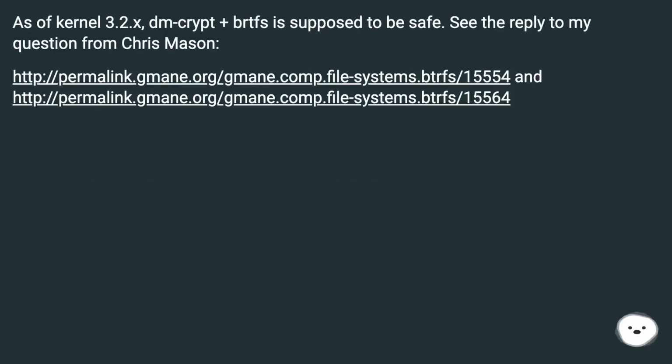As of kernel 3.2.x, Dm-Crypt plus BTRFS is supposed to be safe. See the reply to my question from Chris Mason. This URL. And this URL.